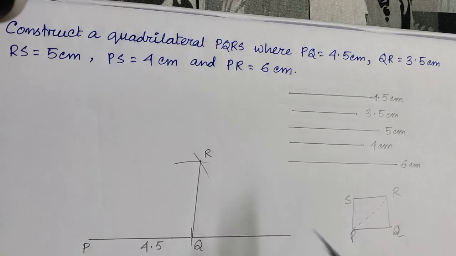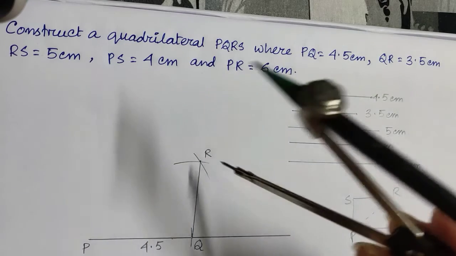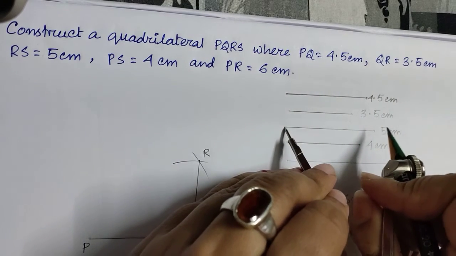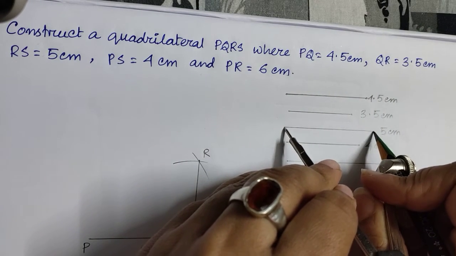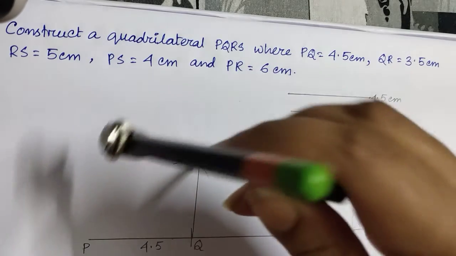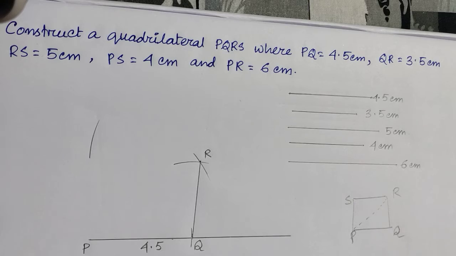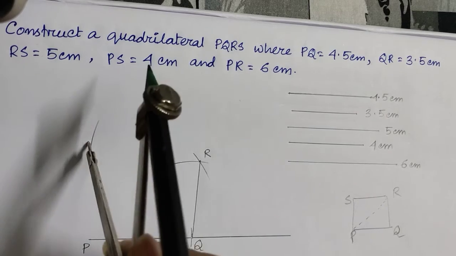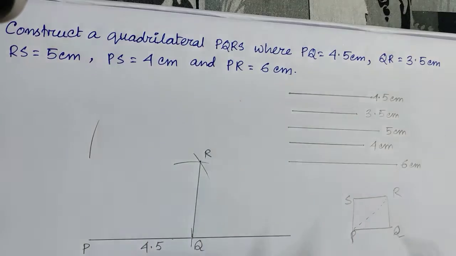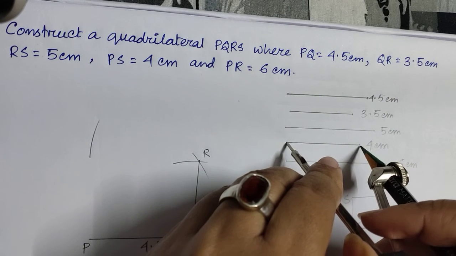The value of RS is 5 centimeter. So first we need to measure this one. From R, S is 5 centimeter far, right? And then the value of PS, we need to measure this one. The value of PS is 4 centimeter. So measure this one, that is PS.